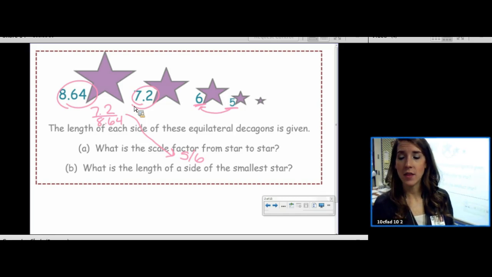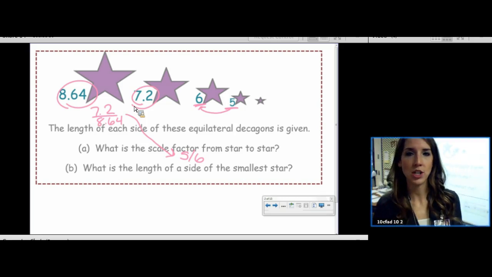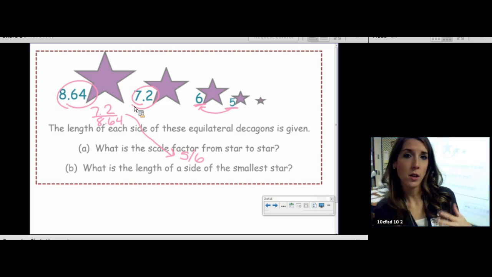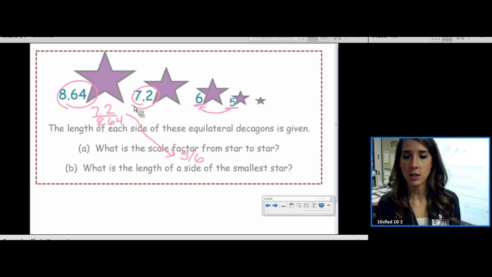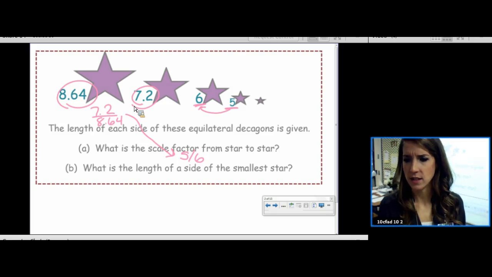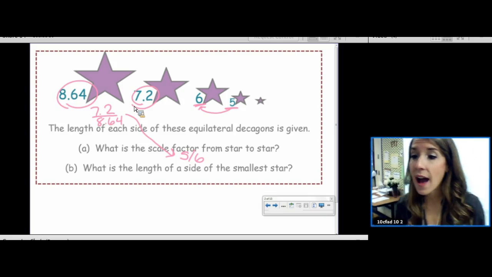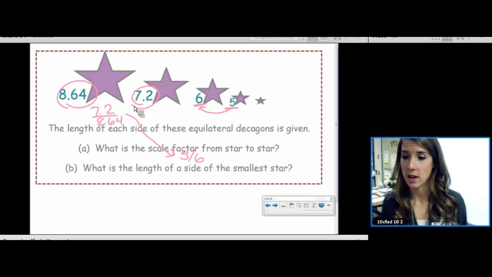What is the length of the smallest star? So that means to get from star to star, what is the operation that you're doing with 5/6? Are you adding? Are you multiplying? Are you dividing? Are you subtracting? What is the operation you do? Good, multiplying. No, there's no proofs on the test. We didn't fit proofs into this unit. We didn't incorporate them in this one unit, okay? Not divide, we're going to multiply, Leah, okay?